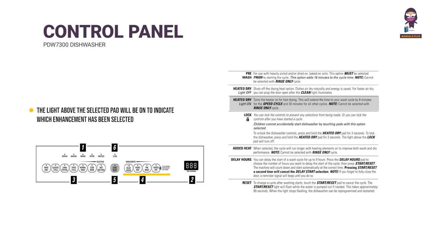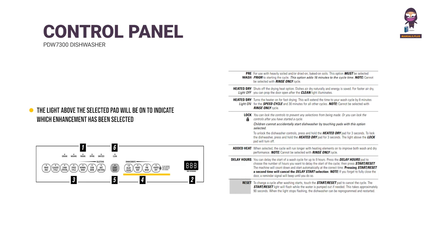Lock. You can lock the controls to prevent any selections from being made. Added heat. When selected, the cycle will run longer with heating elements on to improve both wash and dry performance. Delay hours. You can delay the start of a wash cycle for up to 9 hours. Press the delay hours pad to choose the number of hours you want to delay the start of the cycle.